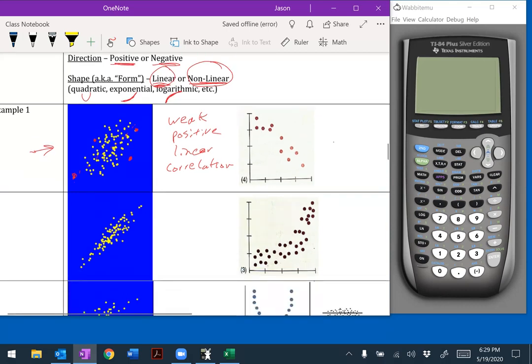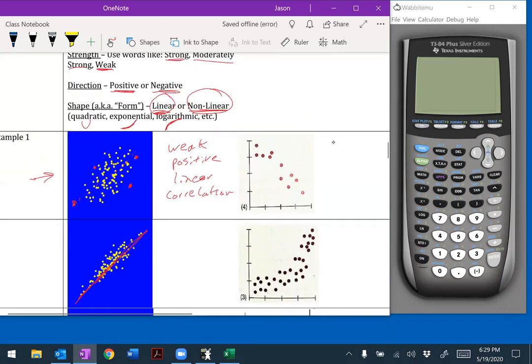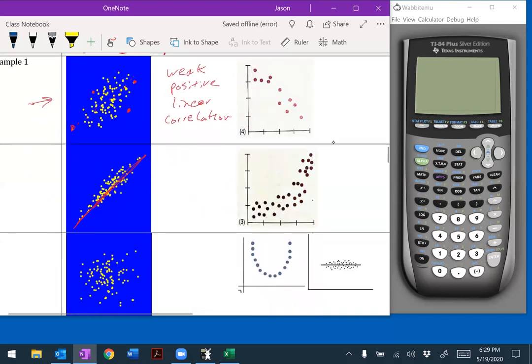Let's look at the one below it. This definitely has a linear correlation. So this is going to be a strong positive linear correlation. That's a strong positive correlation.